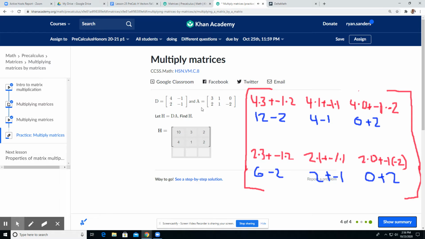So the key is write out the dimensions and have the middle entries match. So this is a 2 by 2, 2 rows, 2 columns. The columns have to match the rows. So I just kind of remember it visually, and then if we have to explain it, we would just verbalize it.